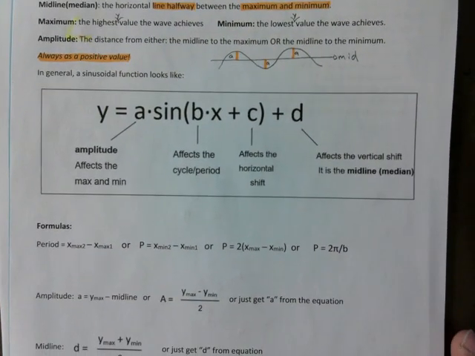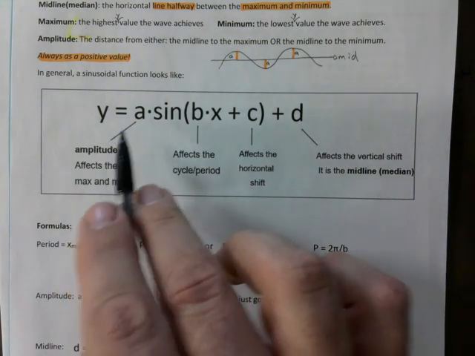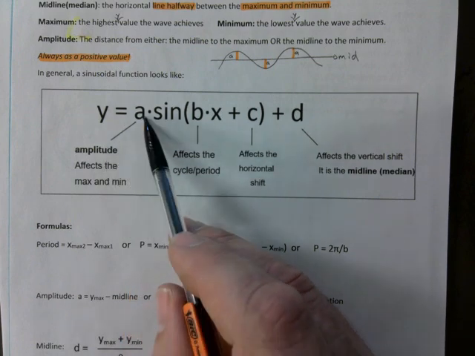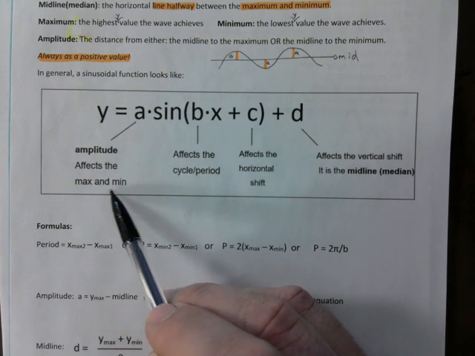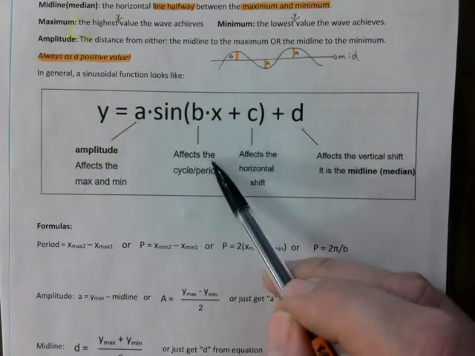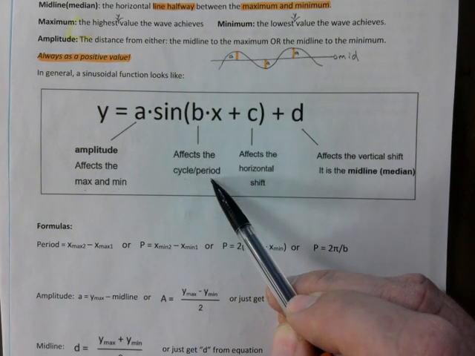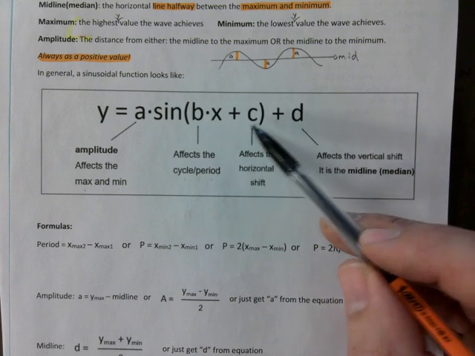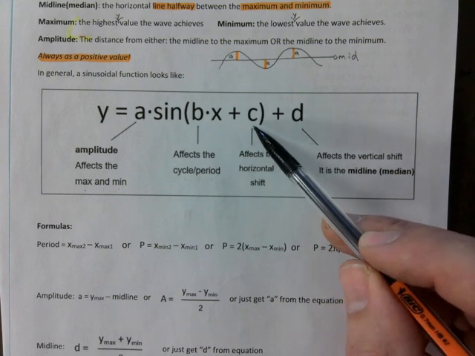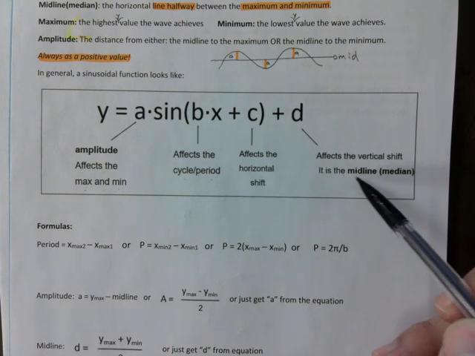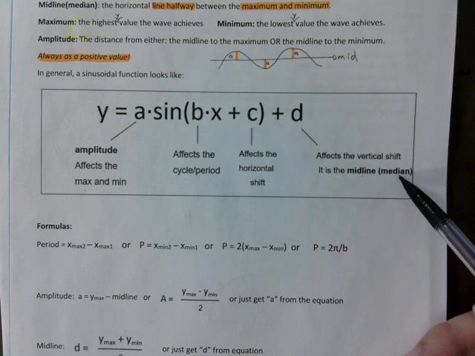In general, a sinusoidal function looks like this. A is the amplitude, which affects the max and the min. B affects the cycle or the period, basically how often it repeats. C affects the horizontal shift, so it'll move the wave sideways. And D affects the vertical shift. It is the midline or the median.